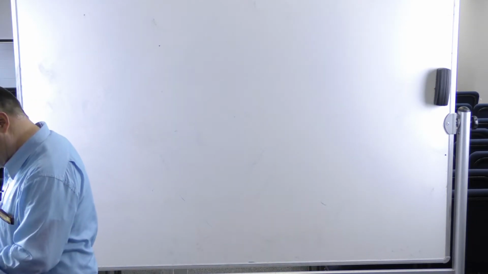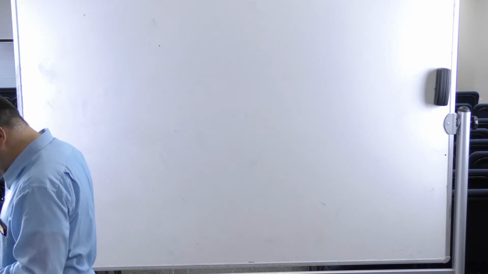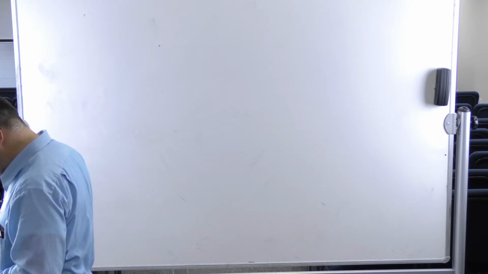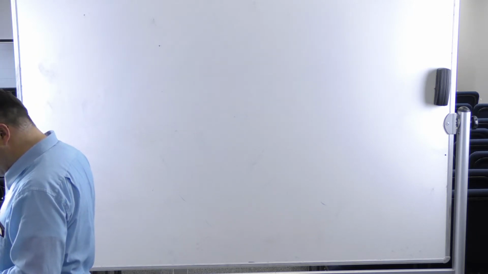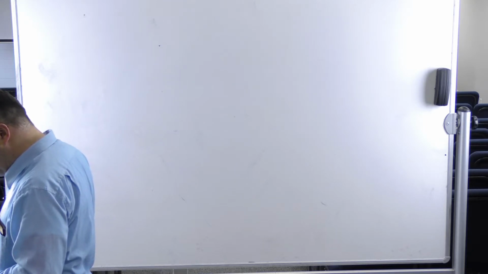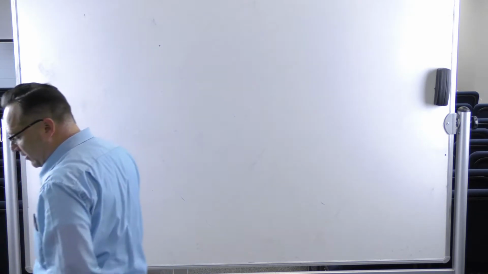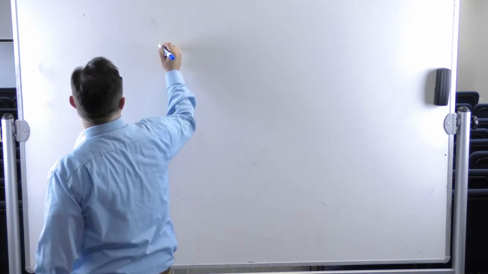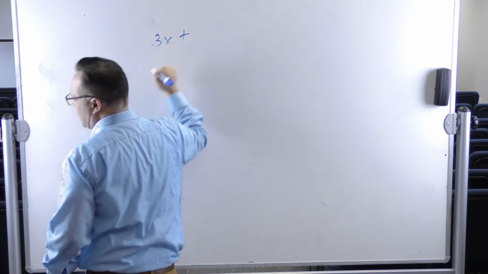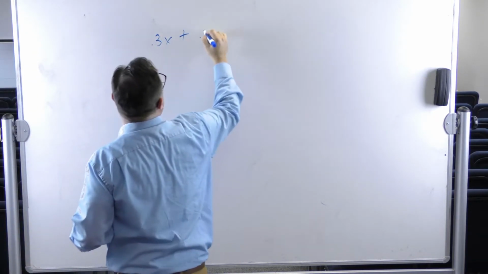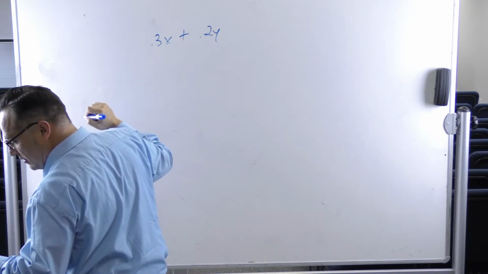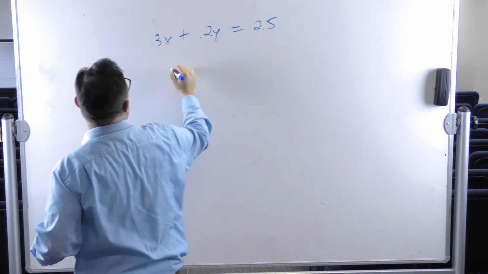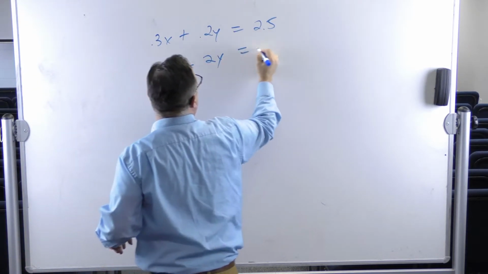All right, let's go on to the next page. Page 23. They have decimals in here. Let's do this: 0.3x plus 0.2y equals 2.5, over x minus 2y equals negative 5. That's the second one off to the right-hand side. So I have 0.3x plus 0.2y equals 2.5, over x minus 2y equals negative 5.